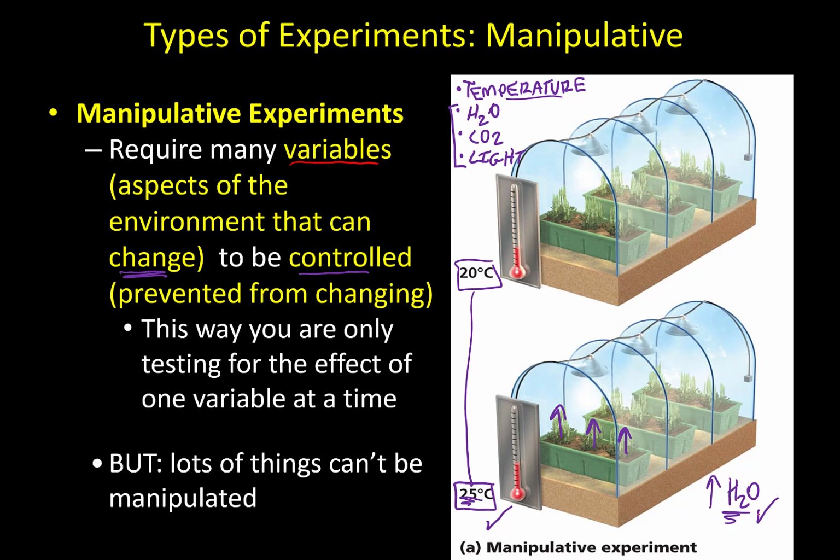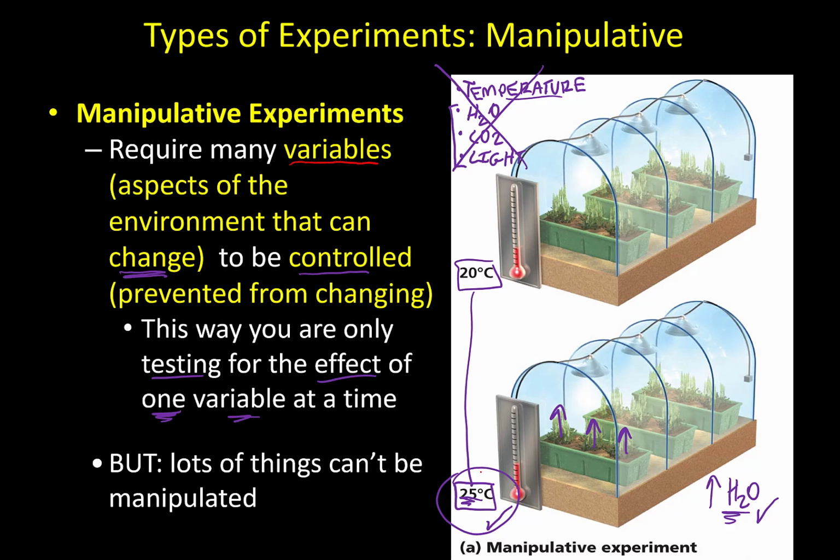This is why we try to only test for the effect of one variable at a time. Otherwise, it makes interpreting our results much more complicated because we don't know exactly which variable caused the changes we're seeing. Manipulative experiments generate stronger data, stronger results, because they eliminate all possibilities except for one. Okay? They control every possible variable except for the one that you're interested in.